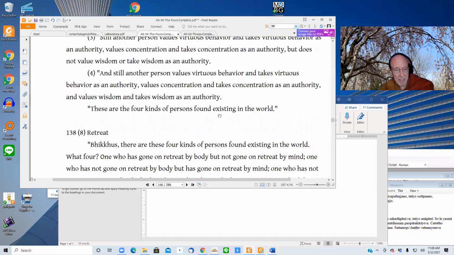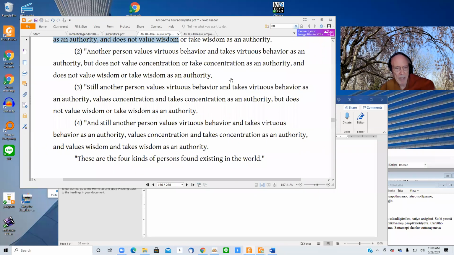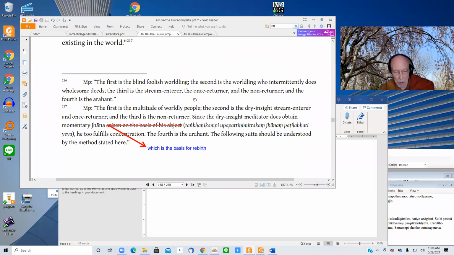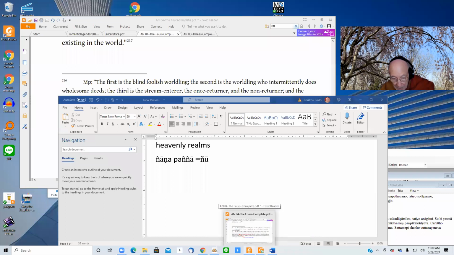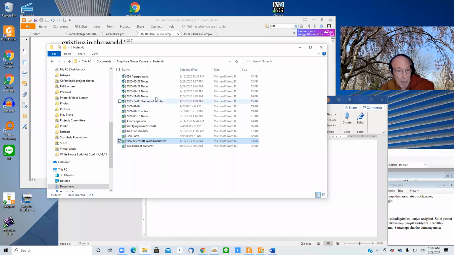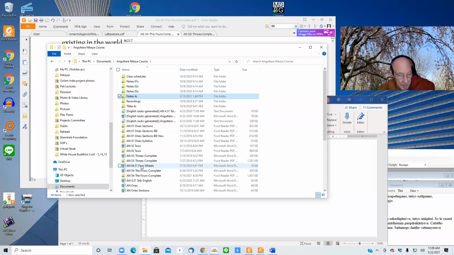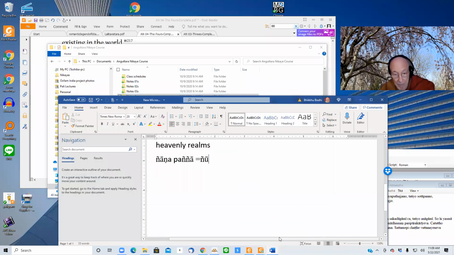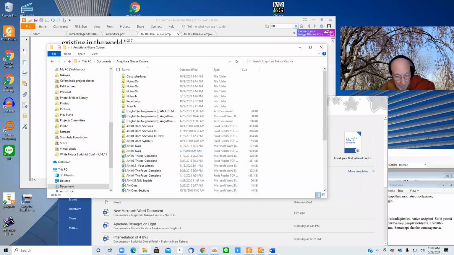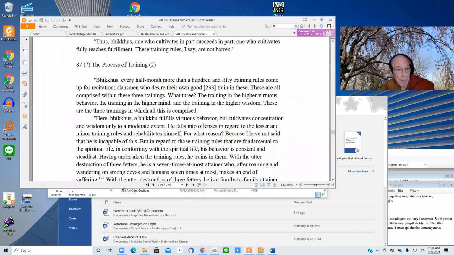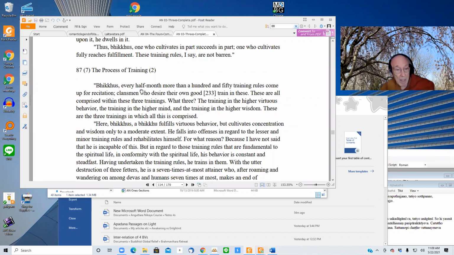Let's see if we have a few suttas here. This one doesn't really add anything new. Yeah, what I wanted to do was to go to another sutta in the Anguttara Nikaya, Book of Threes. Okay, let me open it. Okay, so this is sutta number 87.